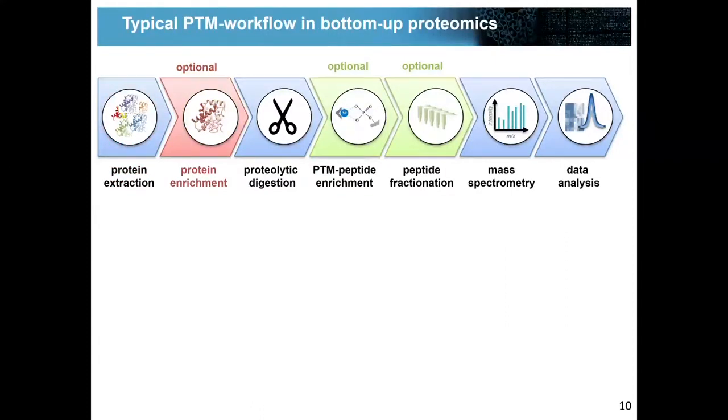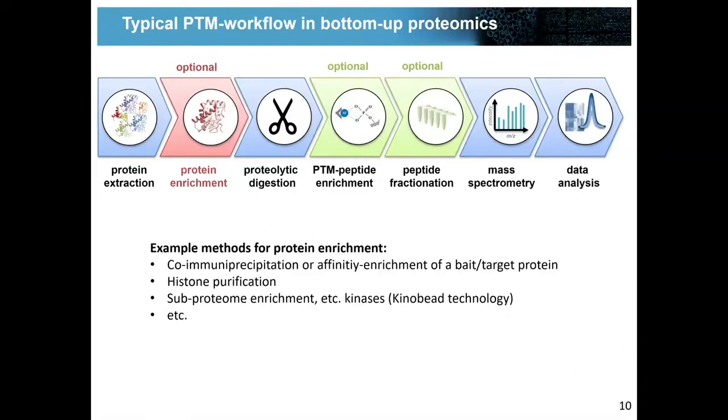Okay, the next step is an optional step, protein enrichment. So you do not necessarily need to enrich for proteins. Still, it will help you in the sensitivity of your measurements. And typical enrichments, what people do is, for example, co-immunoprecipitation or affinity enrichments of specific bait and target proteins, which helps you to get rid of all the other proteins and just get your protein of interest. And then you can also look into PTMs of this protein of interest.